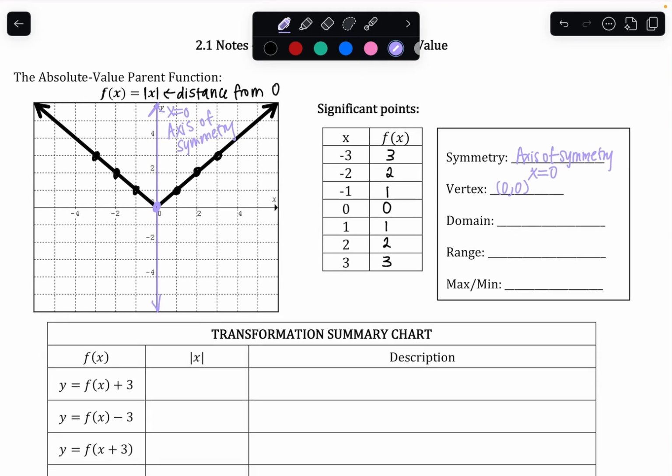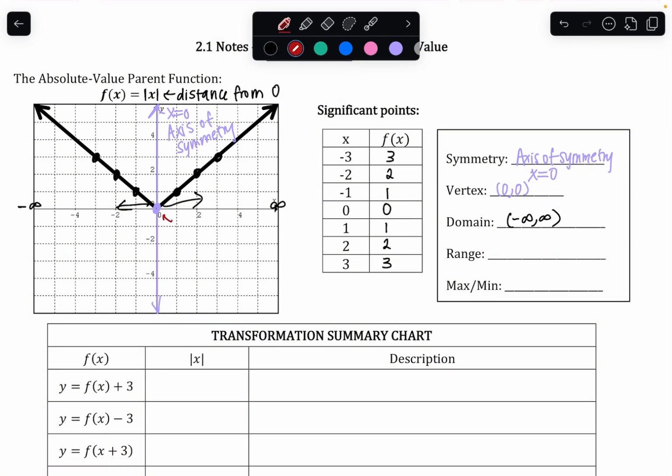The domain of this function is all real numbers, or -infinity to +infinity, because it goes forever to the right and forever to the left. And then our range, we have a minimum at the vertex, and then the entire function is above that line. And so the minimum value is 0. We have a bracket because we do equal that minimum value. And then it goes to infinity.